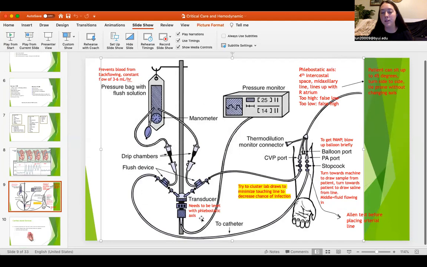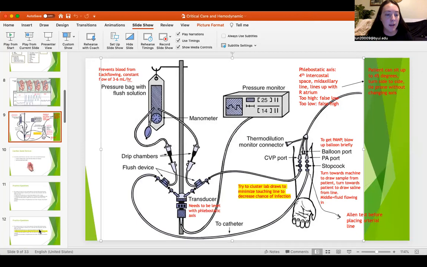Transducer needs to be at phlebostatic axis, what the phlebostatic axis is, pressure monitor, and then clustering labs to minimize touching the line, what the stopcock does when you turn it towards the patient or towards the line, the balloon port, what that axis is, and if the doctor was to insert a radial arterial line, making sure to do the Allen test to make sure that the hand gets perfused by the ulnar artery. Oh, I guess I did write it over here. Patient can sit up to 45 degrees, turn side to side, and lie prone without changing the axis. So there's your definitive answer.